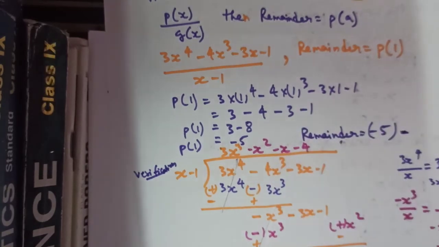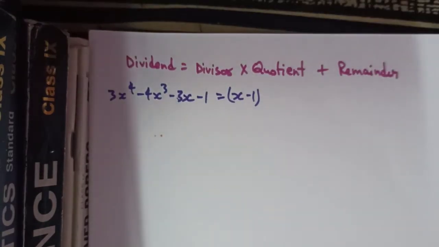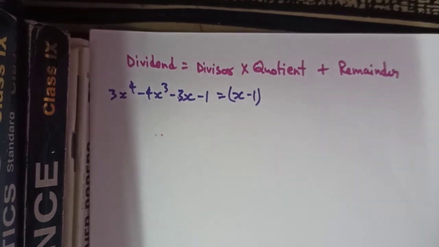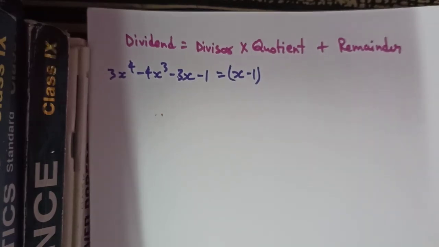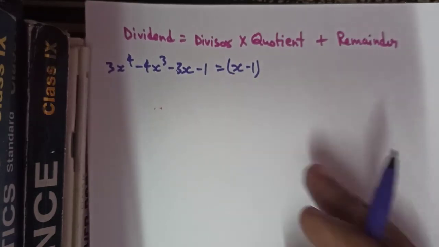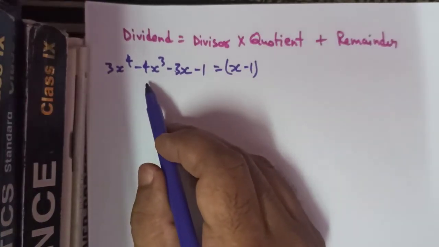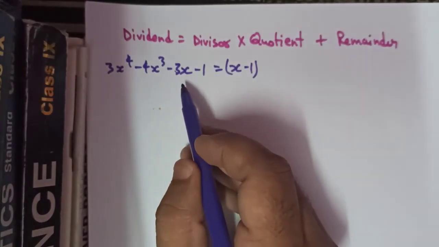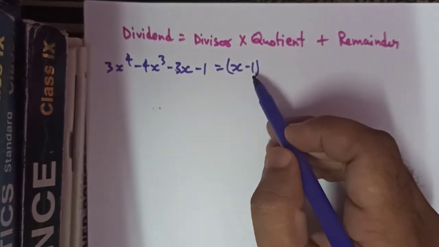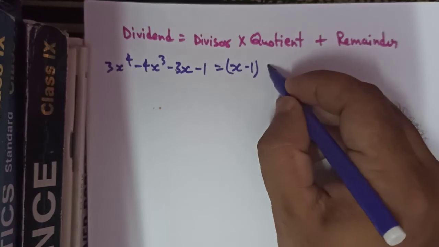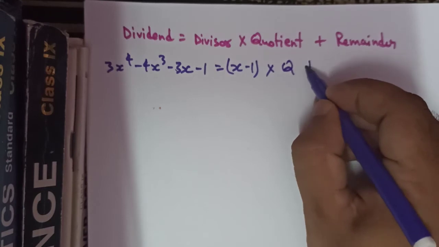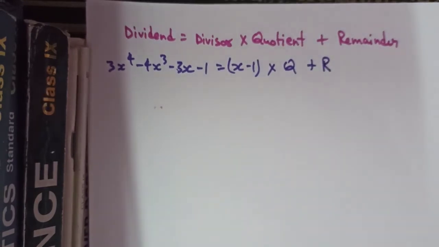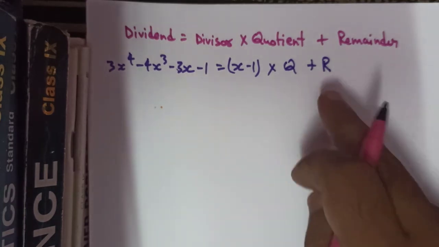This is the verification part by long division, and now we are again verifying the remainder theorem by the other method. This method can also be applied for finding the remainder. So we are substituting the dividend as 3x power 4 minus 4x cube minus 3x minus 1, and the divisor as x minus 1. Quotient we don't know, so let's take the quotient as q, and the remainder also is not known, so we take the remainder as r. Now we have to find the value of the remainder.